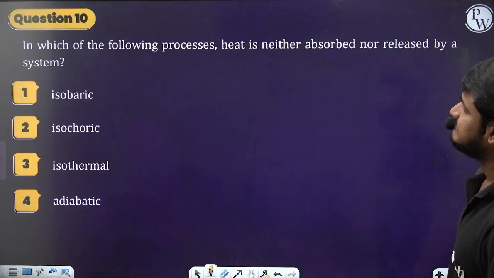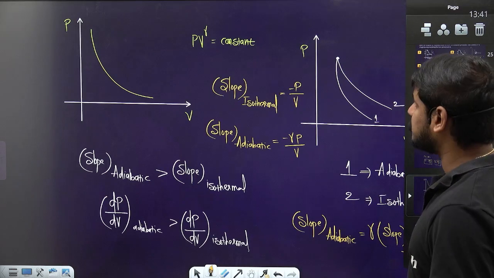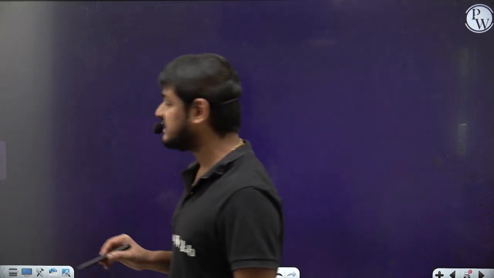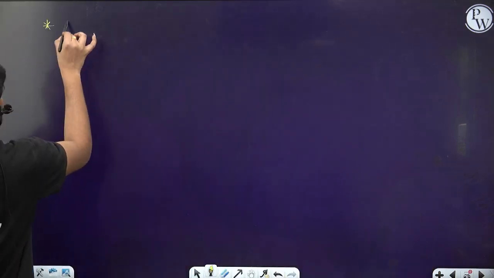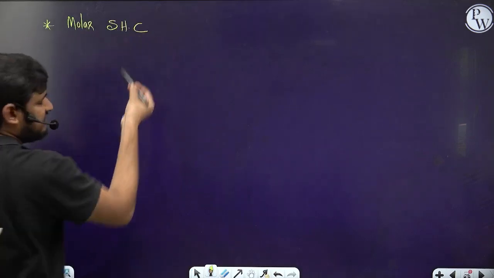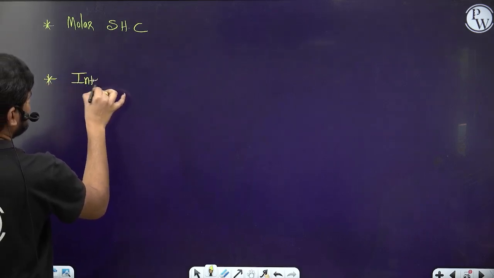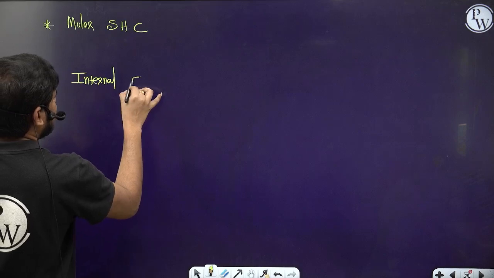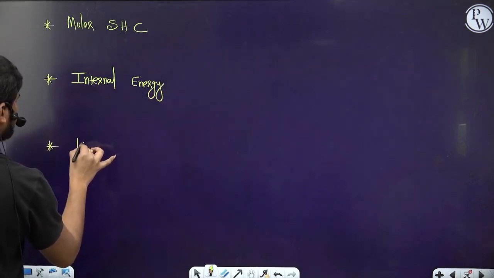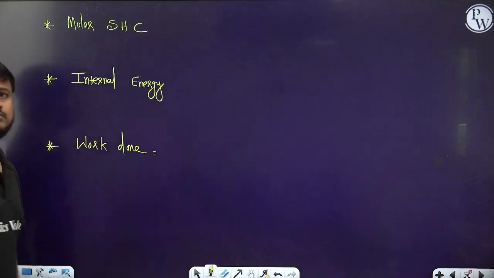Next. Is anything left? The work done, the processes we did not see, right? What happens to the molar specific heat capacity? You guys do this one. The molar specific heat capacity, and then the heat, we'll talk about it later. The internal energy in the adiabatic process, and then the work done. We did not talk about this in the adiabatic process. So let's try this now, one by one.